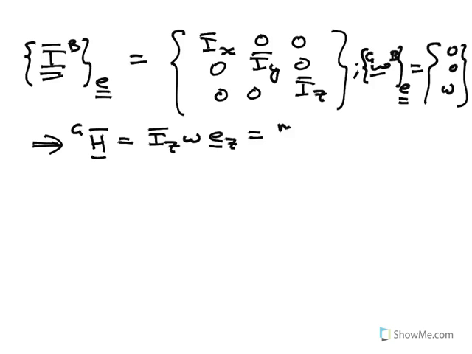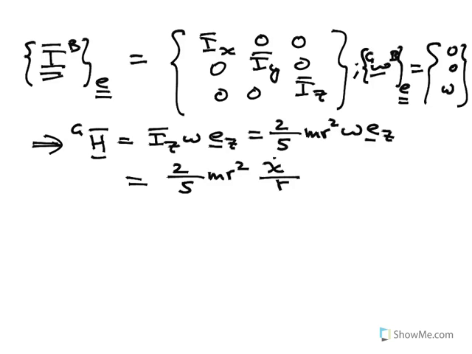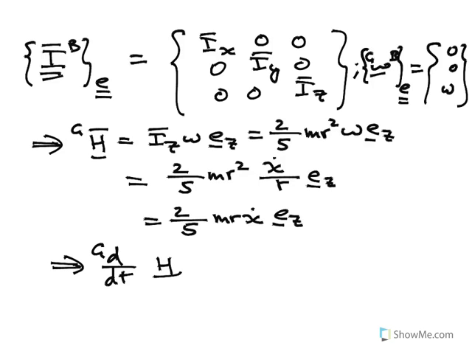Iz bar, for a sphere, is 2/5 mr squared, times omega ez, but omega is equal to x dot over r, so this is 2/5 mr squared times x dot over r ez, and that gives 2/5 mr x dot ez, which gives that the rate of change of the angular momentum is equal to 2/5 mr x double dot ez. So now we have everything on the right hand side.